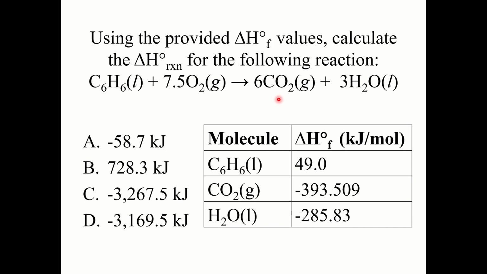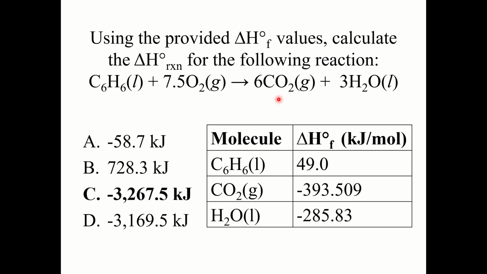Okay, the correct answer here is C, negative 3,267.5 kilojoules. So you would do products minus reactants. So this would be 6 times negative 393.509 plus 3 times negative 285.83 minus 1 times 49.0. And then O2 has the delta HF value of 0. So you get C.